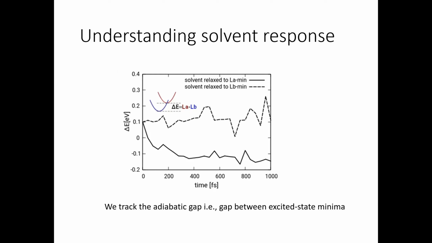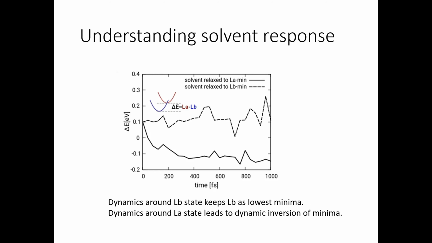Here you see, if I run the dynamics around the LB state, the energetic order is preserved: LB is always more stable. But if I run the dynamics around the LA state, a reversal of order occurs, and the LA state gets dramatically more stable, and the energetic order is reversed. Just to clarify, these are not just one trajectory; they are an ensemble average over 100 trajectories. So what you're looking at is really an ensemble average, not just one molecular dynamics run.